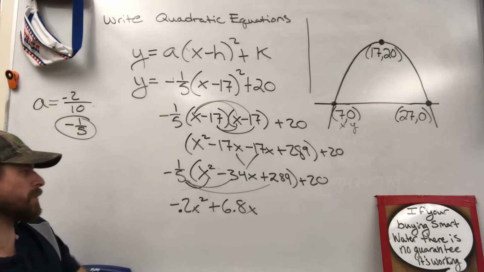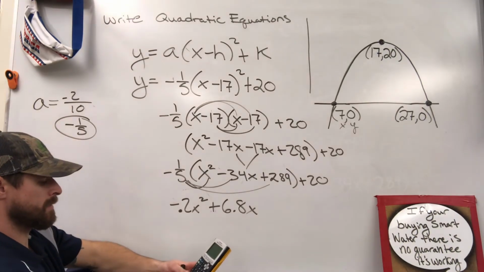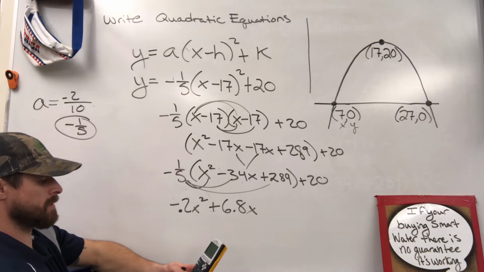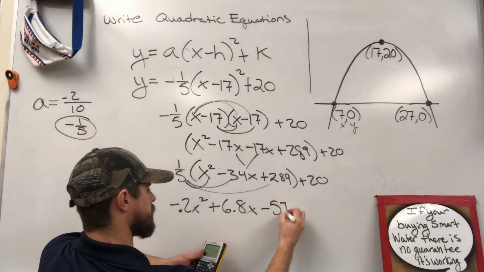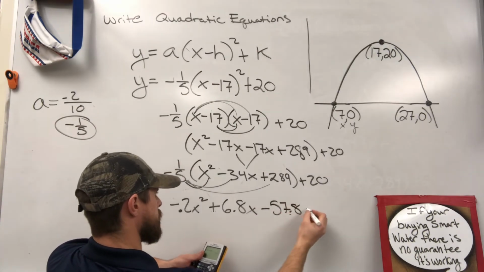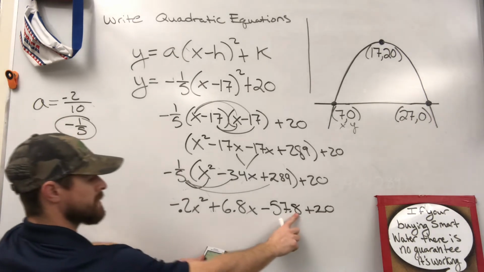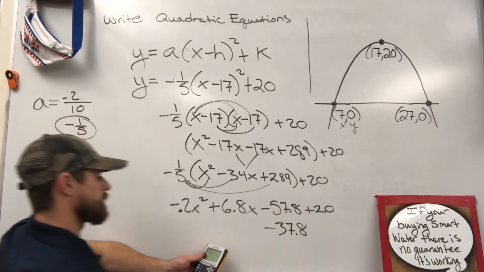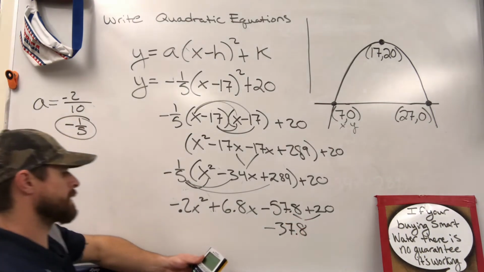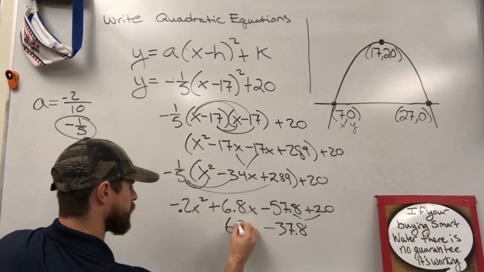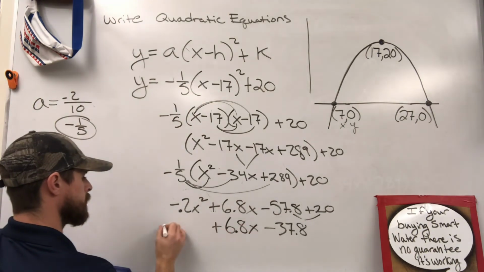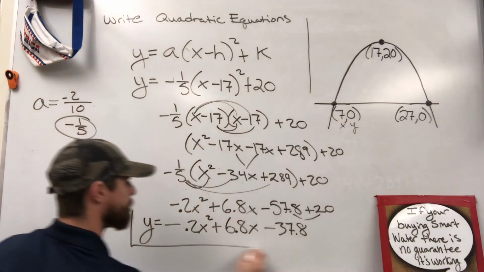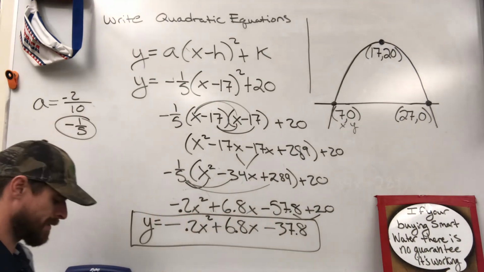I'll use a calculator for the 289. So 289 times negative 1/5. I got negative 57.8, or 8/10, plus 20. Negative 57 and 8/10 plus 20 becomes negative 37 and 8/10 right there. And we are done, folks. Bring it down: negative 0.2x squared plus 6.8x minus 37.8. Put the y equals in the front and box it up because you are done.